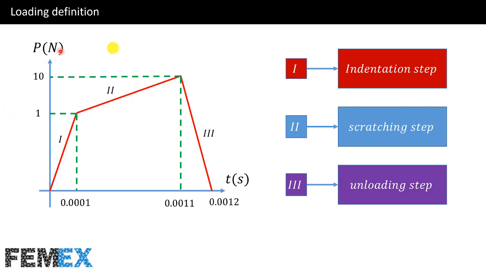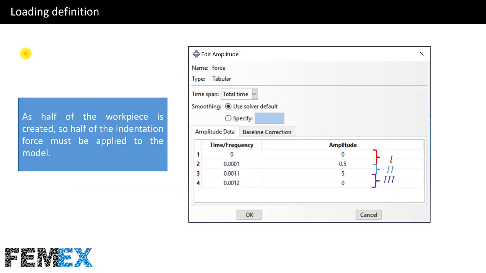Here we have the profile of the normal force. In the first step, it starts from 0 to 1 Newton, and then in the second step it increases from 1 to 10 newtons, and finally in the third step it drops to 0. And here we have the tabular amplitude of force definition.